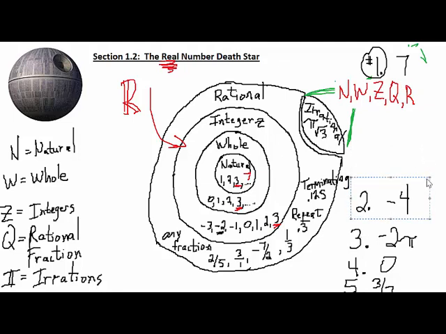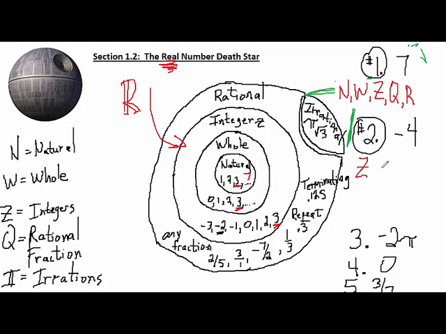Okay, let's check out number 2. Number 2, we said to classify the number -4. Stormtrooper -4, where are you? Well, let's classify him. -4, let's see, he's not natural, he's not whole, he is an integer. He's an integer because negative counting numbers are integers. Any fraction -4 can be written as a fraction, so I'm going to classify him as Q. And of course, he's in the real Death Star. All of these numbers are also going to get an R because they're all real numbers.